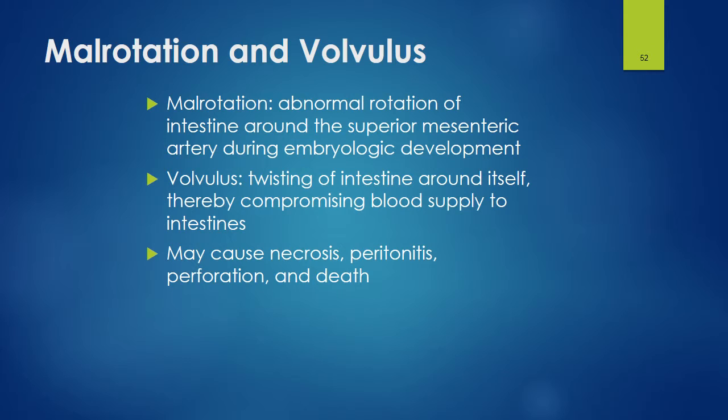Abnormal rotation around the superior mesenteric artery during embryologic development can occur. Volvulus is a twisting of the intestine around itself, thereby compromising blood supply to the intestines. These may cause necrosis, peritonitis, perforation, and death.